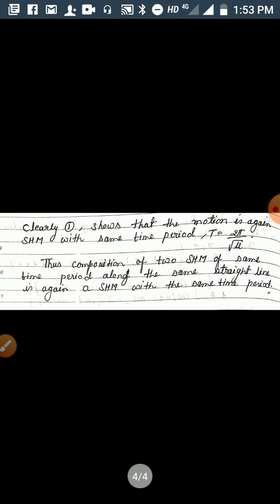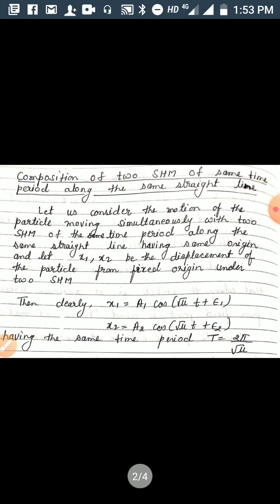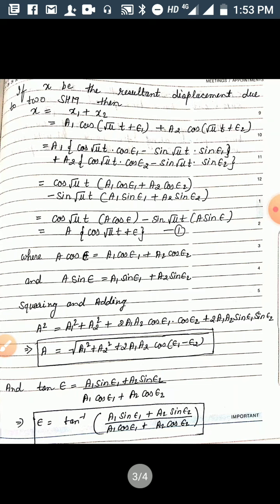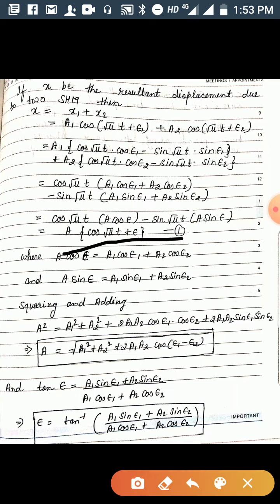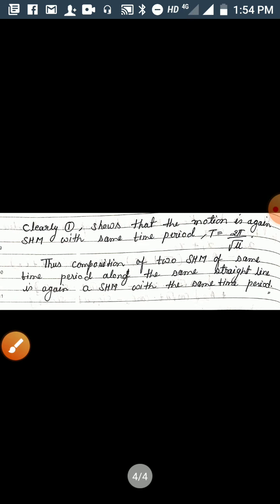So clearly, this is our equation 1, and this is the general equation of SHM. Equation 1 shows that the motion is again SHM with time period T equal to 2π by √μ. Thus, the composition of two SHM of the same time period along the same straight line is again an SHM with the same time period.